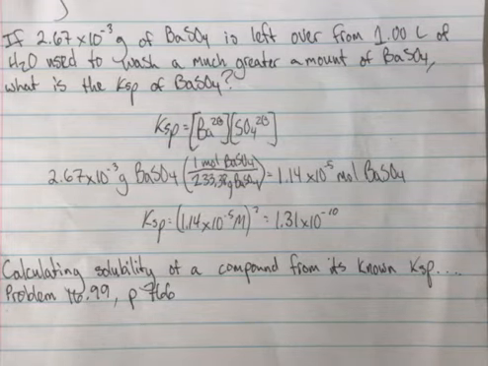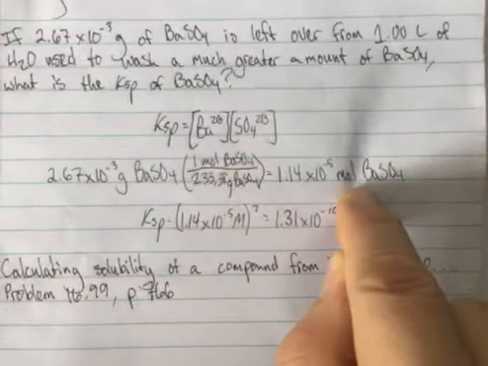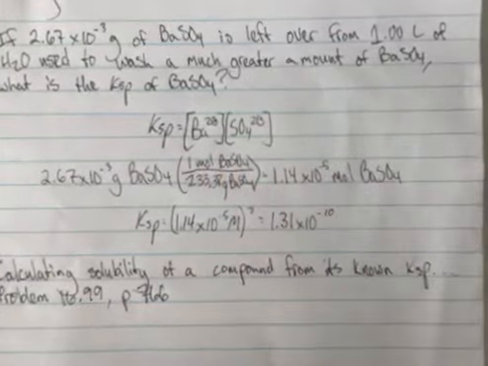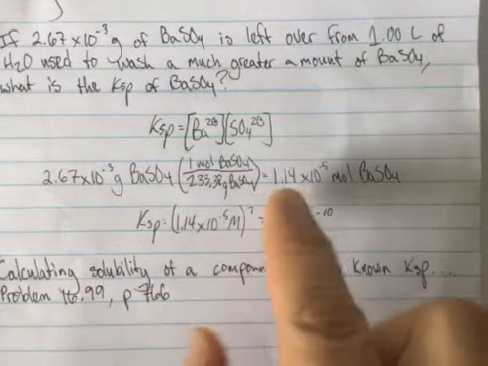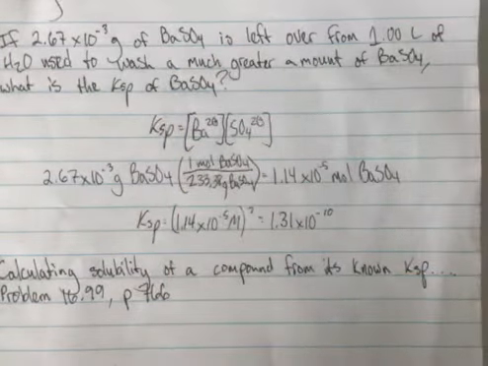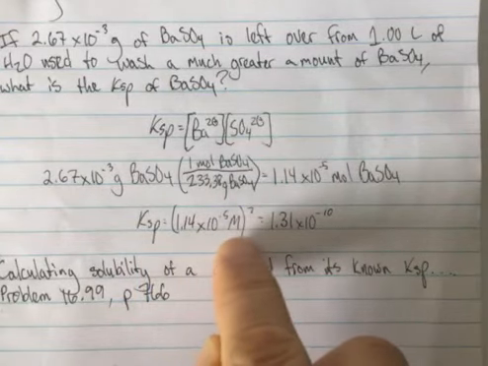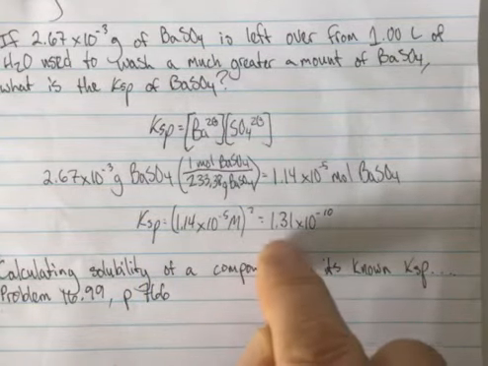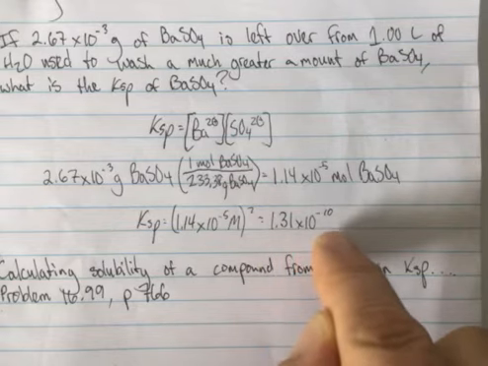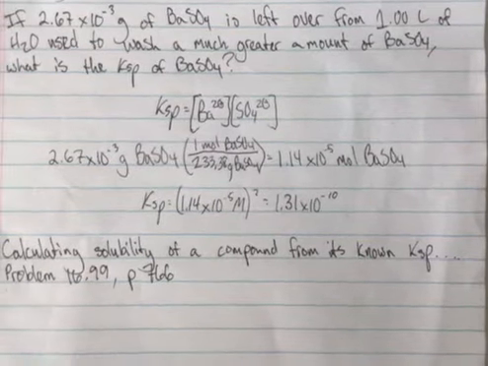Now the KSP value that you would want to compute is basically taking the ion concentration. There's 1 barium to 1 sulfate, so you would take this particular value and square it. So x to the 1, x to the 1, so x squared. 1.14 times 10 to the minus 5 molar squared is going to leave you with 1.31 times 10 to the minus 10.